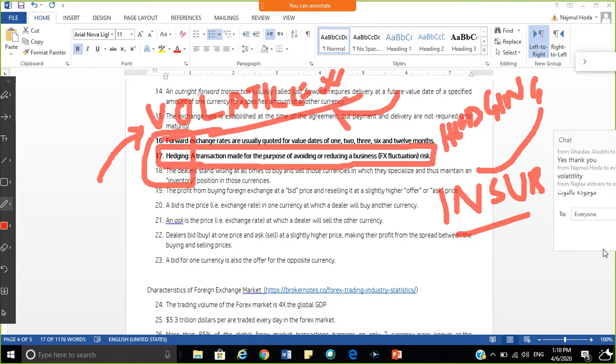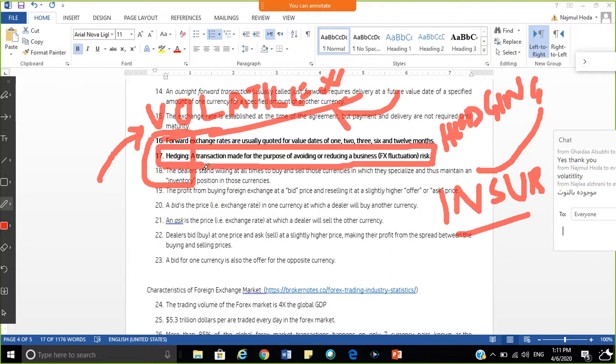Why? Because after 6 months, suppose I want to buy 2 cars from Japan in Saudi. Today, suppose I have to pay 2 riyals for 1 yen. After 6 months, I have to pay 3 riyals. So, who is the loser? The buyer.